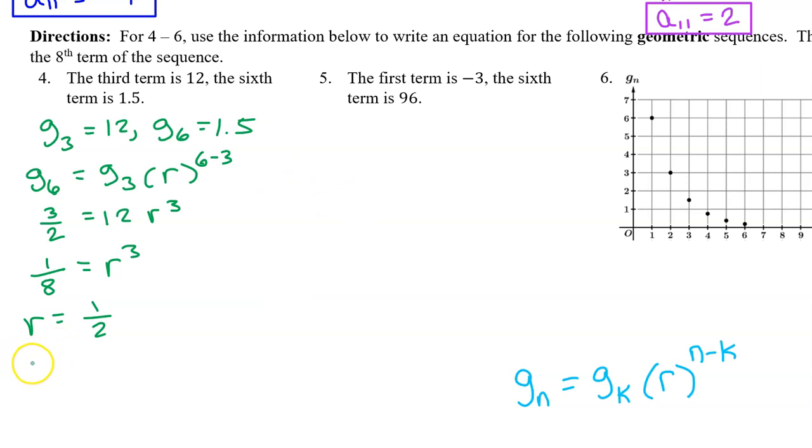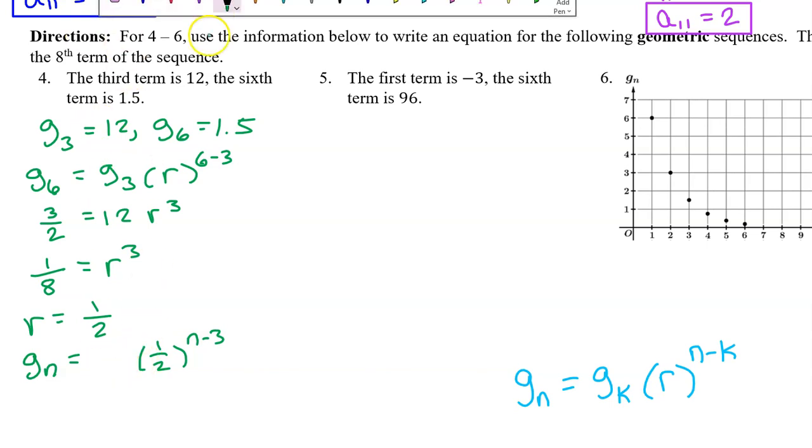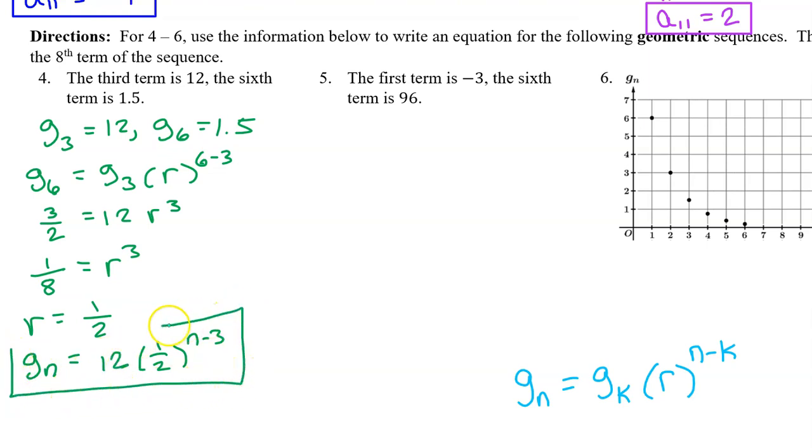Now we can write the rule for Gn. Gn will equal Gk, so G3, times r, which is 1/2, to the n minus k power. So that'll be n minus 3 power. I'm running out of space, so I'm just going to erase the G3 and put 12 in its place. G3 is 12. So this is the rule for the geometric sequence.